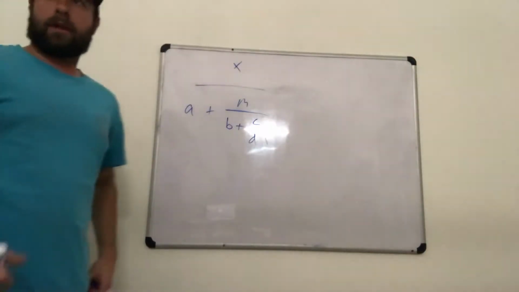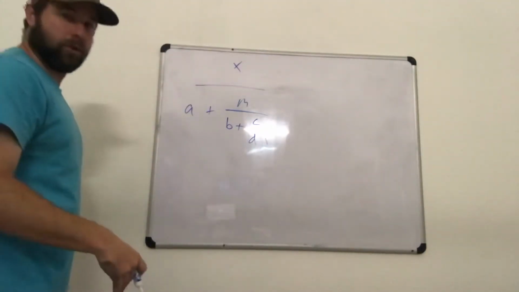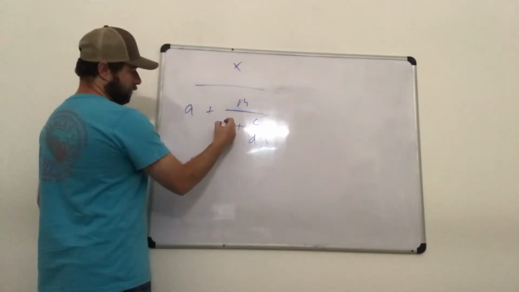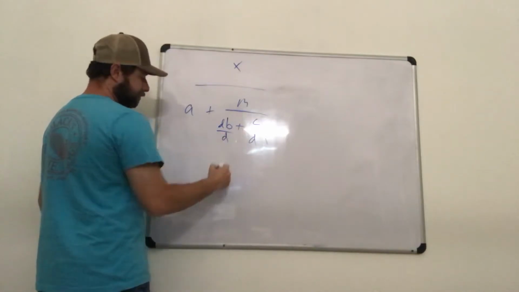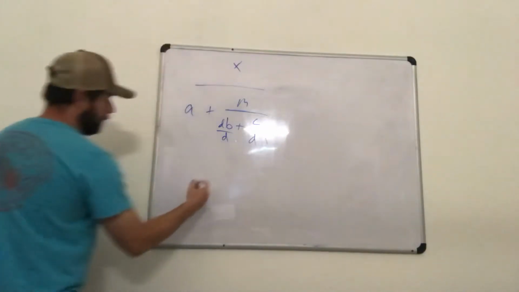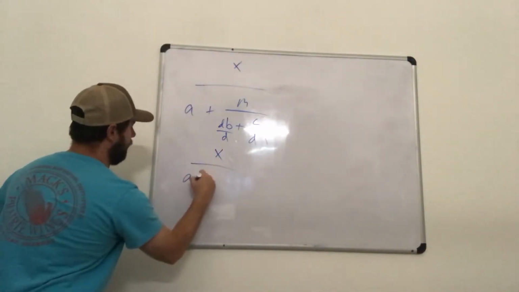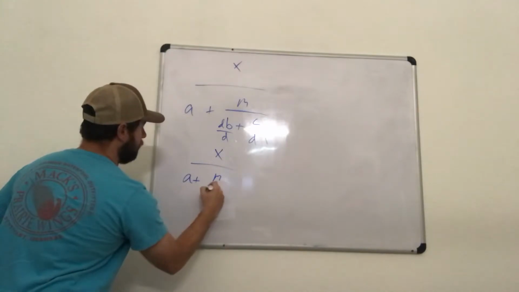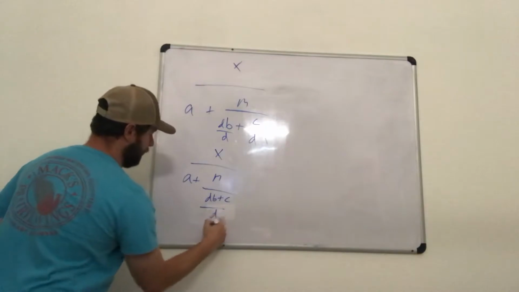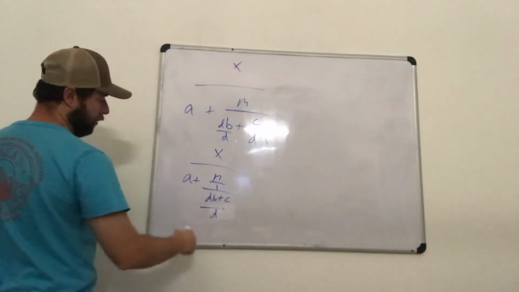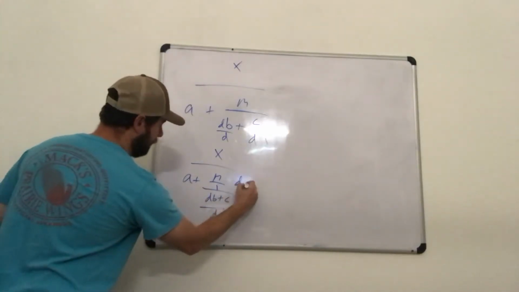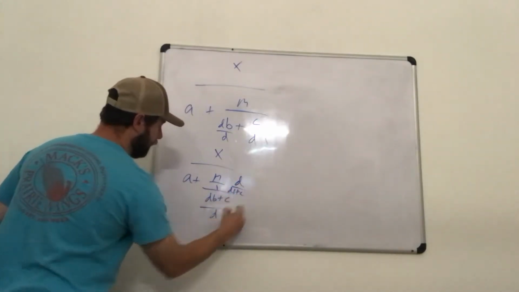What this is going to be is a lot of the same thing over and over again. So you're going to get common denominators here, which would be d over d. And so you're going to end up with x over a plus m over db plus c over d. And you're going to do what we're about to show you over and over again. You're going to flip this, you're going to get common denominators, flip and multiply. So d over db plus c.